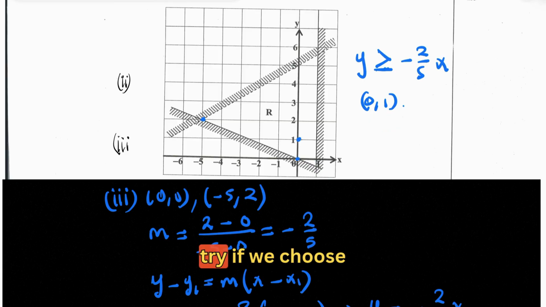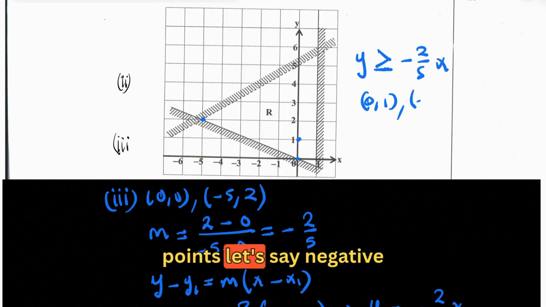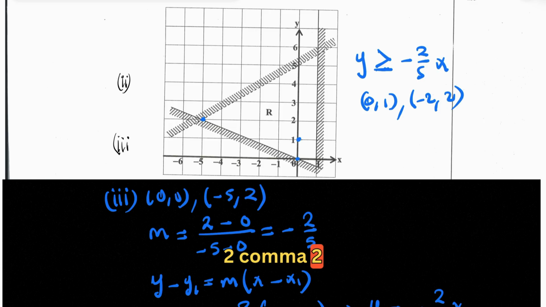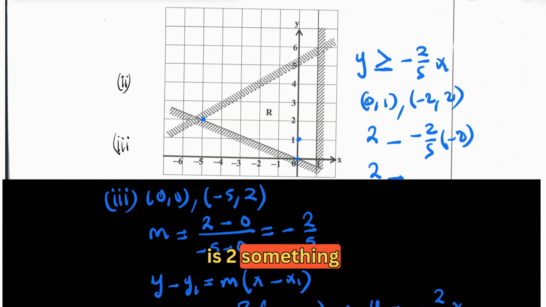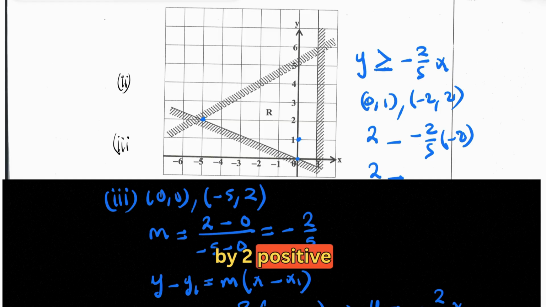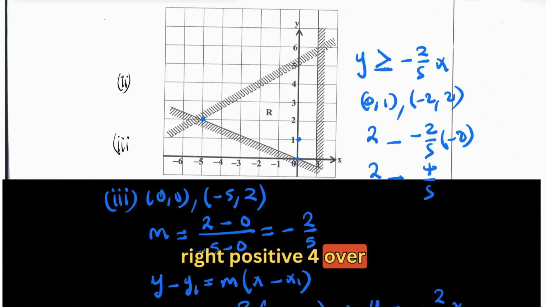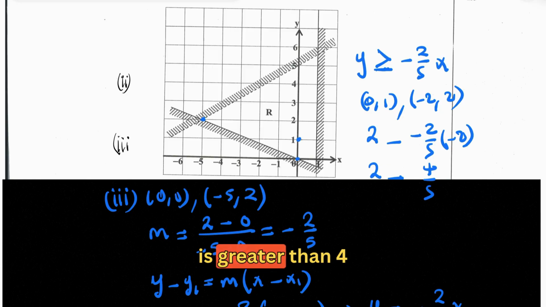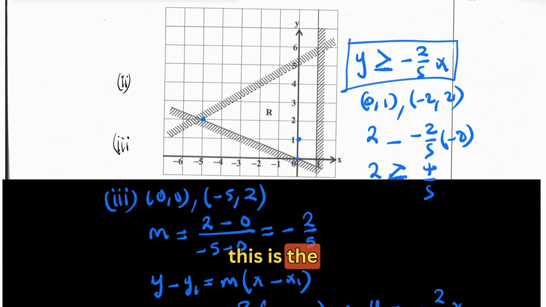Okay, let's try if we choose different points. Let's say (-2, 2). So y is 2, right? So this is 2, then something here, negative 2 over 5 times x, where x is negative 2. Negative 2 multiplied by negative 2 is positive 4, so positive 4 over 5. So obviously 2 is greater than 4 over 5. So this is greater than or equal to. So you can see that this is the correct description.